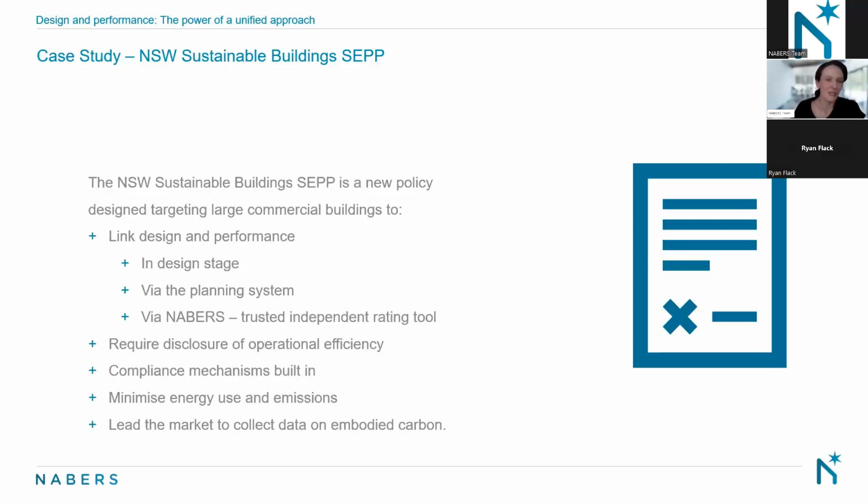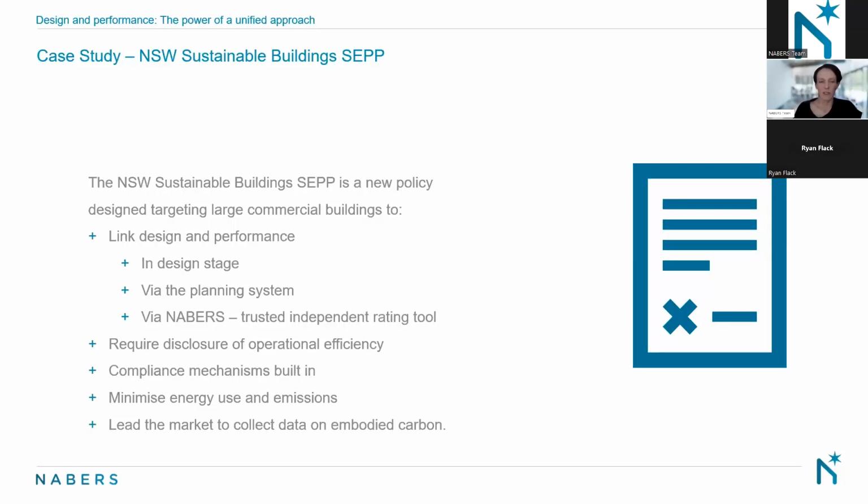So the Sustainable Building SEP is a brand new policy, and it's actually so new that it's not actually live until the 1st of October. So we're talking brand new, but it's a really interesting policy. So it's designed to link design and performance. And it does this by focusing on the very early design stage and having people legally commit to an operational performance rating. So it does this via the planning system.